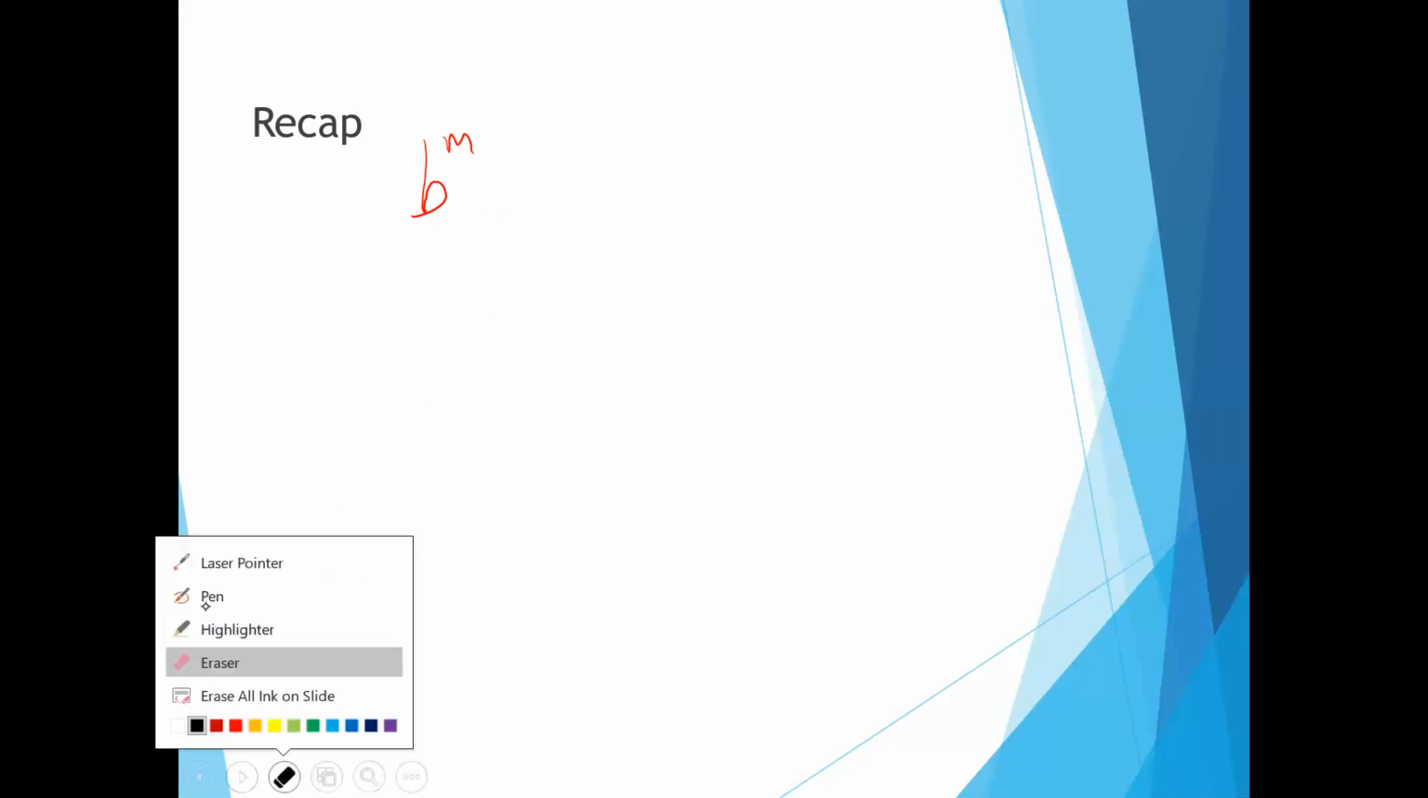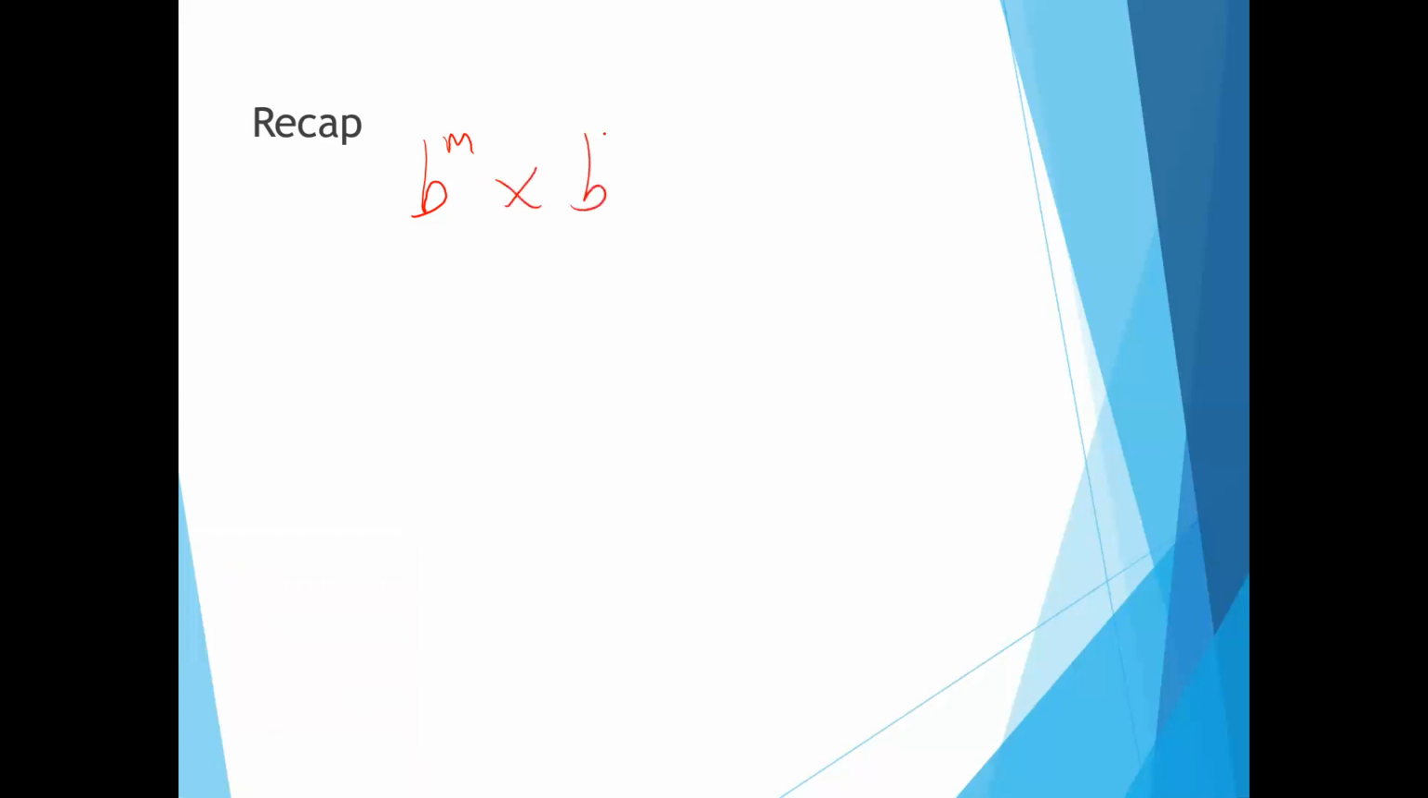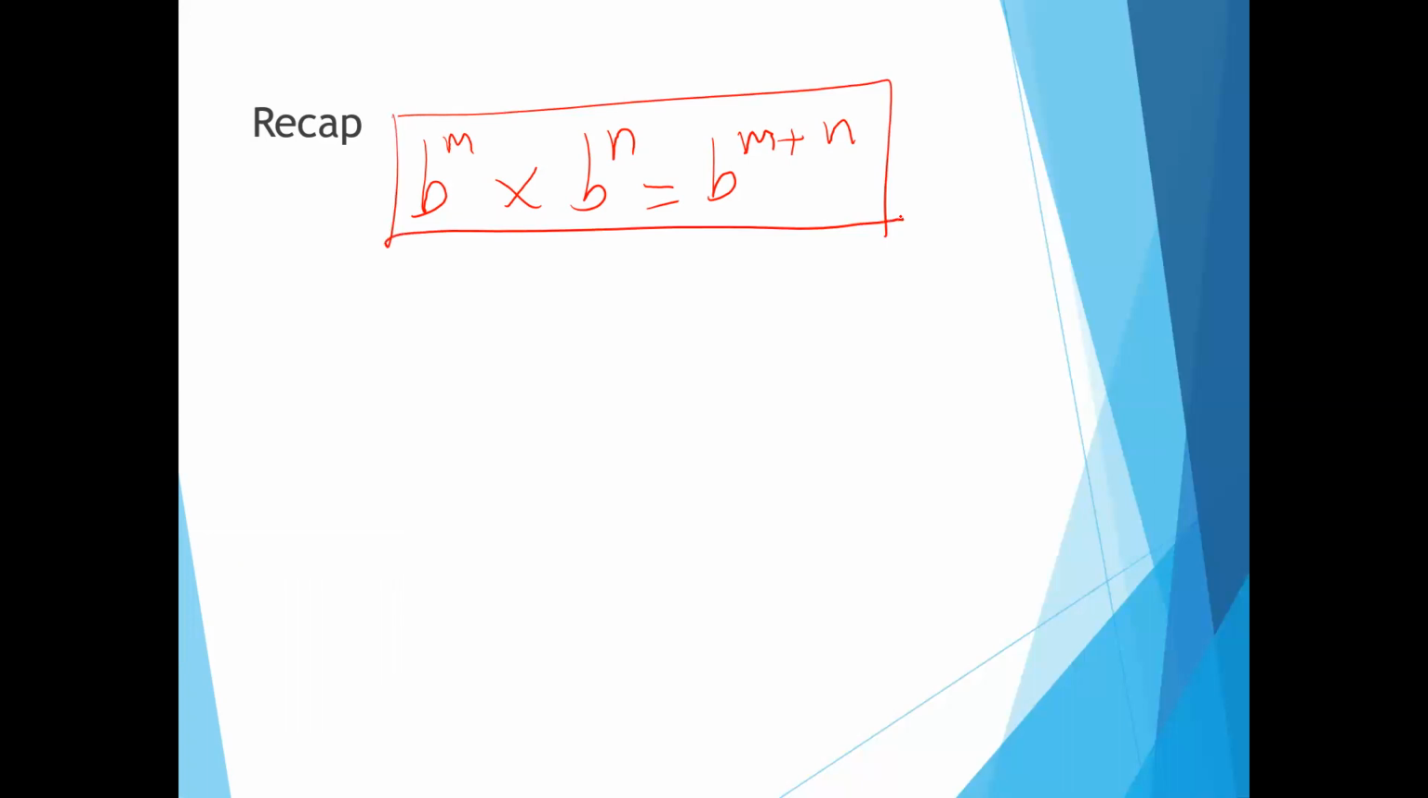So we saw that b raised to the power m times b raised to the power n gave us b raised to the power m plus n. Very important. So that's the first law of indices. And we did some examples.